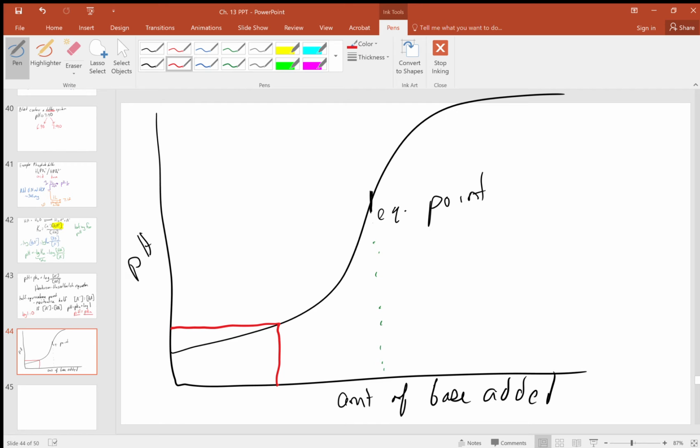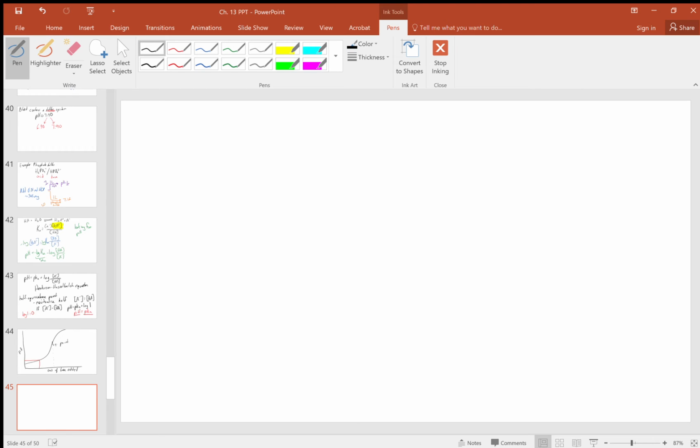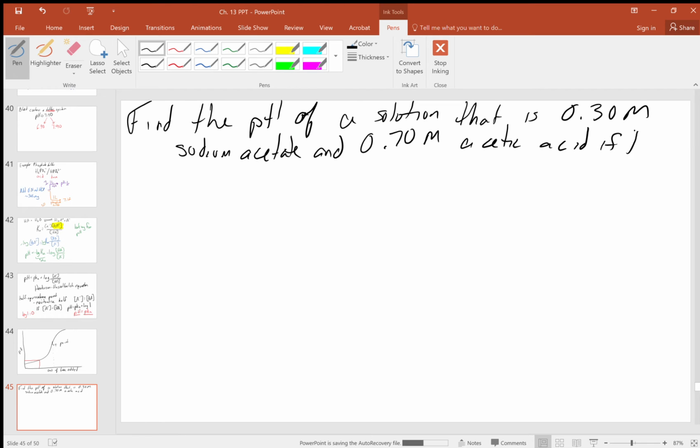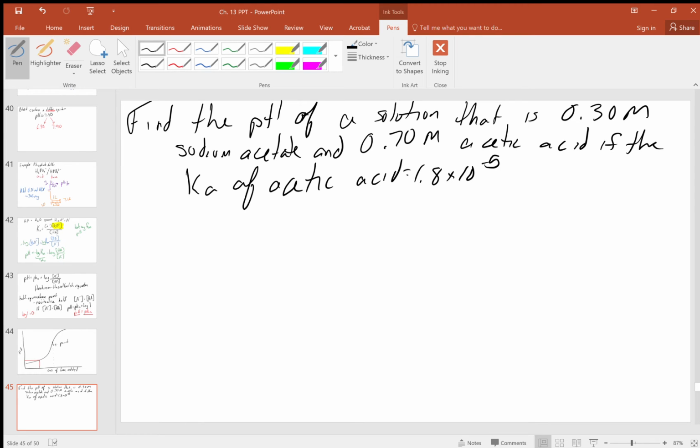All right, so let's do some calculations now. So here we want to find the pH of a solution that is 0.30 molar sodium acetate and 0.70 molar acetic acid.